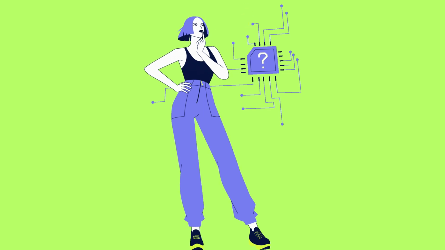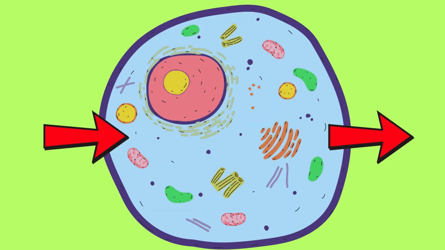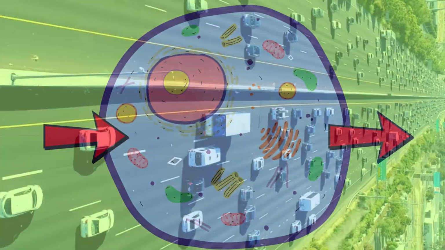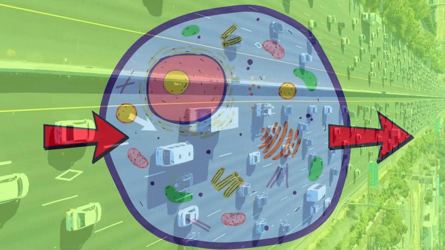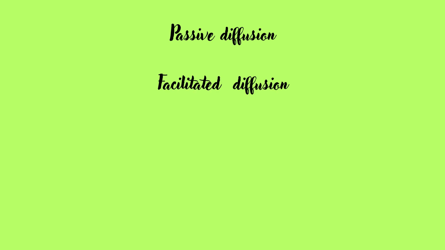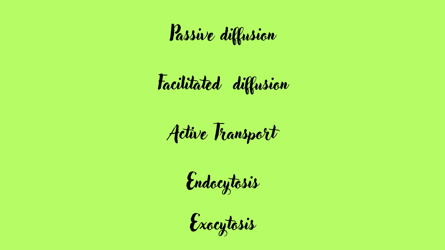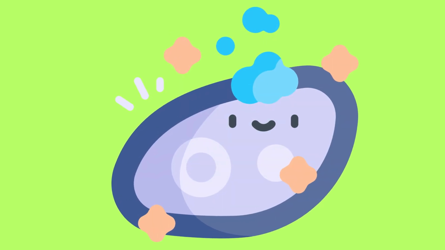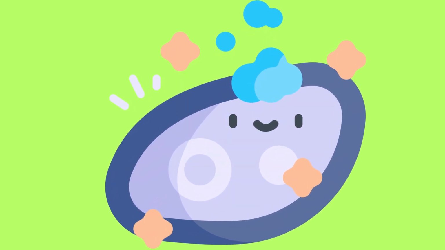Have you ever wondered how substances move in and out of cells? It's like a busy highway of molecules, each using its own route. Today we'll explore passive diffusion, facilitated diffusion, active transport, endocytosis, and exocytosis. Five essential processes that keep cells alive and thriving.